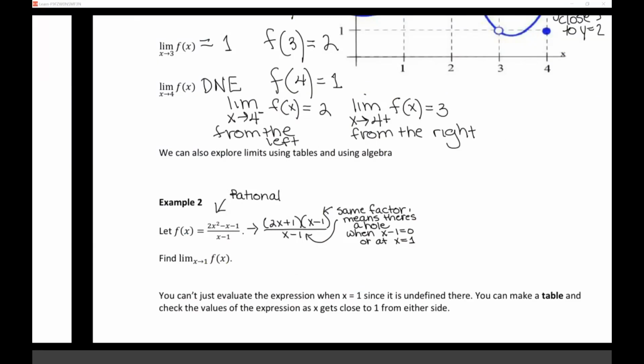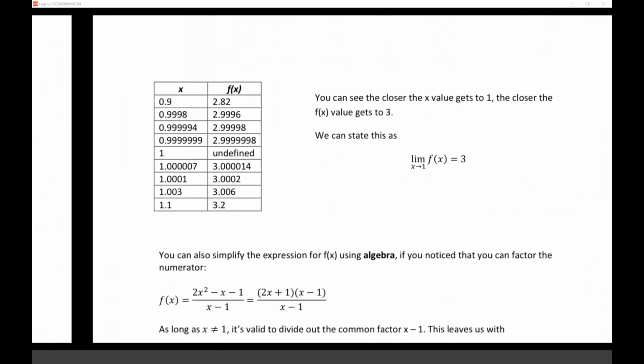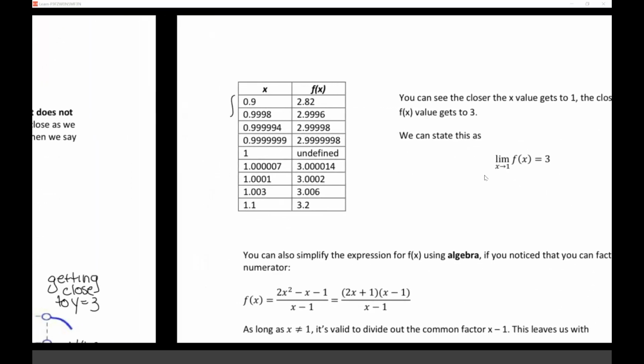But what you can do is make a table. Here's a table, for example, like a TI would have. I can get close to x equals 1. First, I can be at 0.9, then 0.9998, then 0.9994. You can see I'm putting in values that are getting closer to x equals 1 from the left.